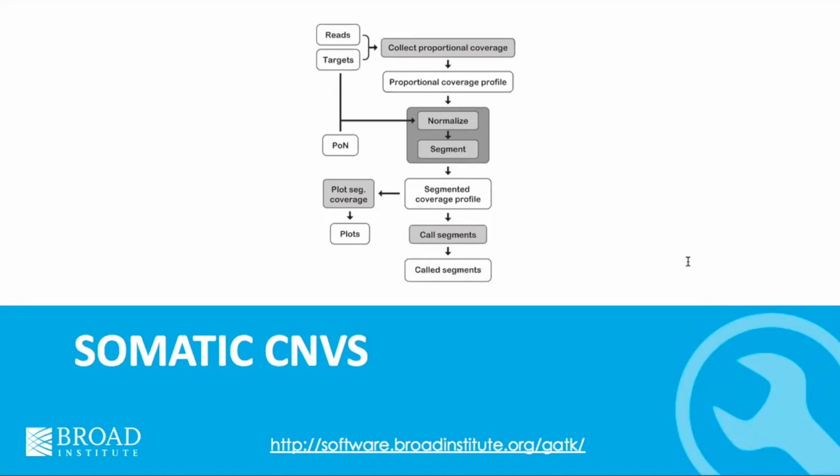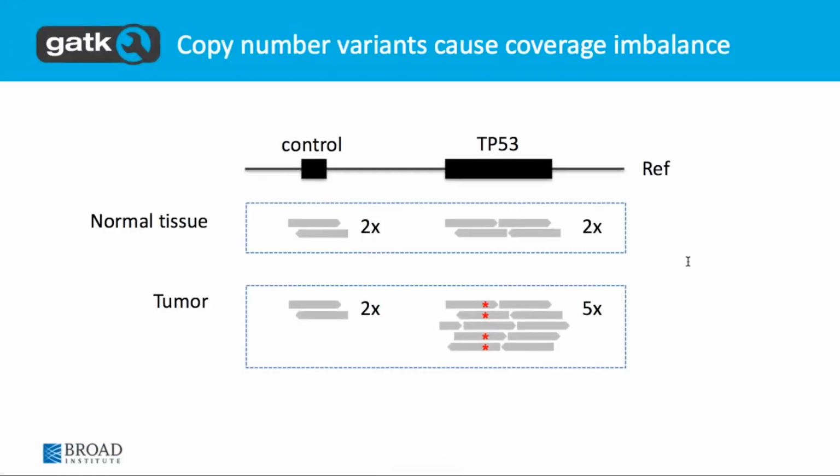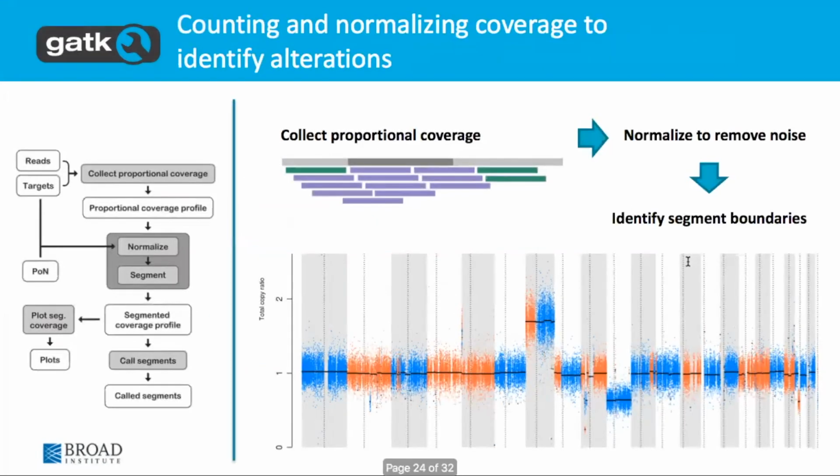Okay, next up are somatic CNVs. The idea here is that we're looking at the coverage changes in a coverage profile to determine whether the variation occurred. So if we have more reads that got mapped to a specific location, that is a signal for copy number variant. So you have the copy number variant pipeline for doing somatic analysis.